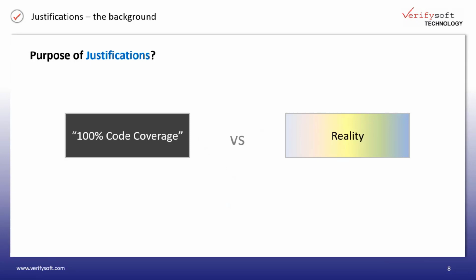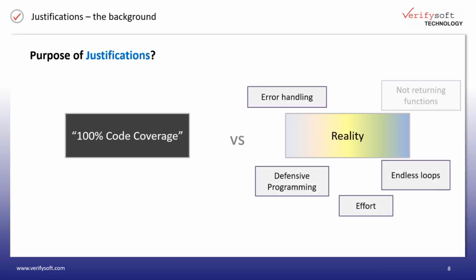In theory, in all the standards, you're required to measure code coverage, full stop. And that typically means you need to measure 100% code coverage. Then you know that you are ready. In real life, that's not possible due to many reasons. You have code for error handling. You have functions that are not returning. You have endless loops in embedded software, especially. Many reasons lead to the impossibility to measure 100% code coverage.